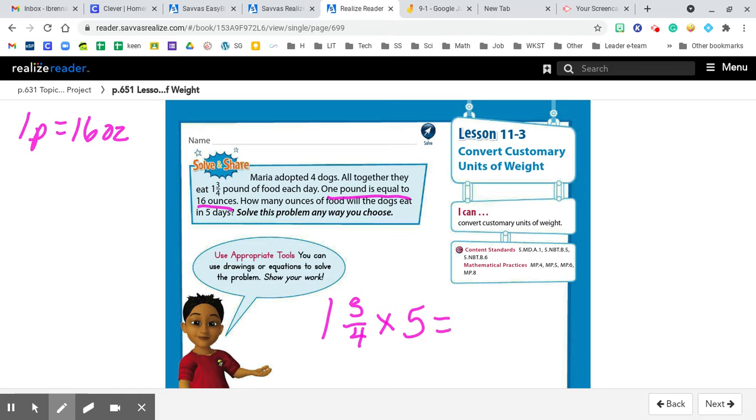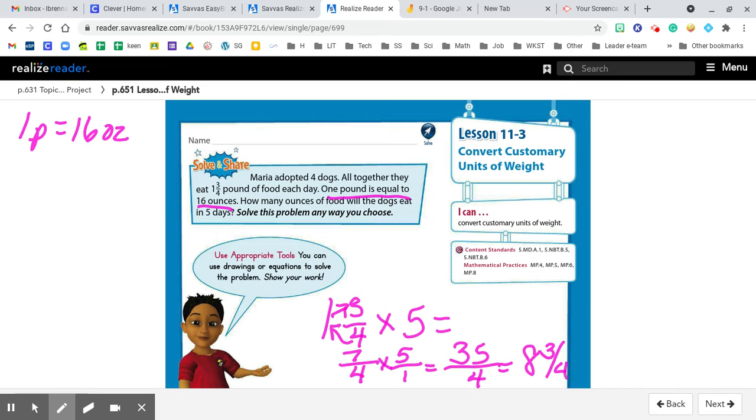If you remember your multiplication of mixed numbers, we turn our mixed number into an improper fraction by multiplying the denominator by the whole number. So 4 times 1 is 4, and then we add in the numerator. So 1 3/4 is 7/4. We turn the 5 into a fraction by putting a 1 underneath. We multiply the numerators, we multiply the denominators, and we're going to get 8 with a remainder of 3/4.